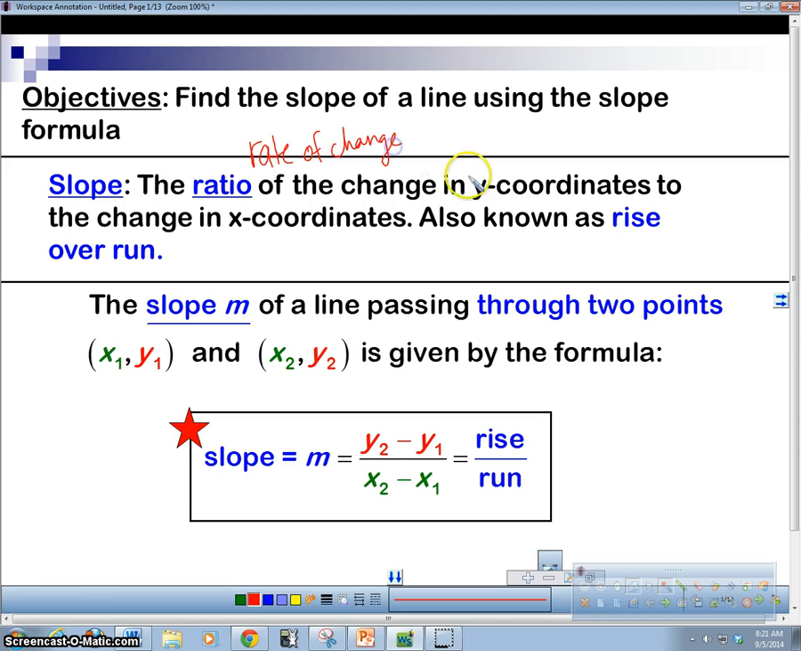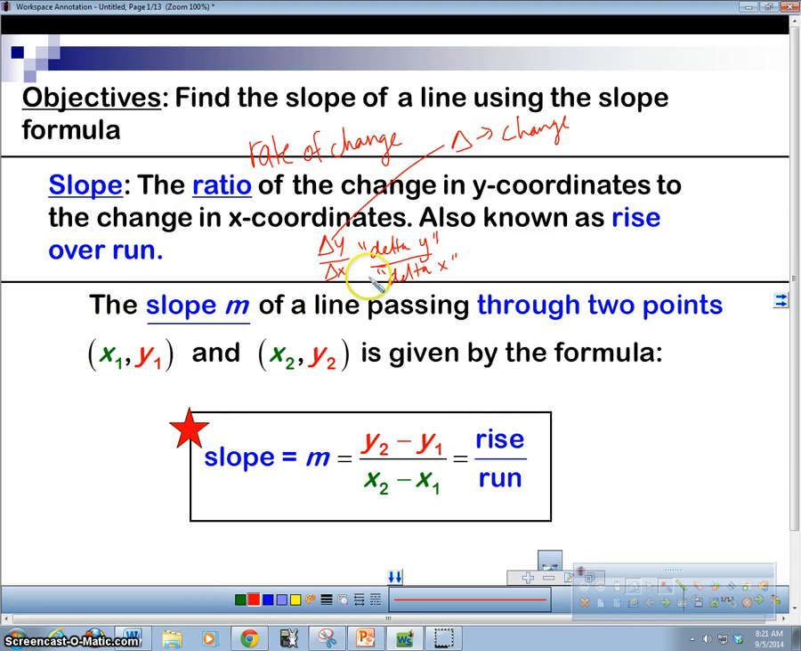This is how the y coordinate changes as the x coordinate changes. We also call this rise over run. In some books you'll see this format: a triangle y over triangle x, pronounced delta y over delta x. Delta is just a Greek letter, and what we use it for in math is to mean change. So when you see this delta, delta means change. And delta we can often associate with a difference, so we're subtracting two things.